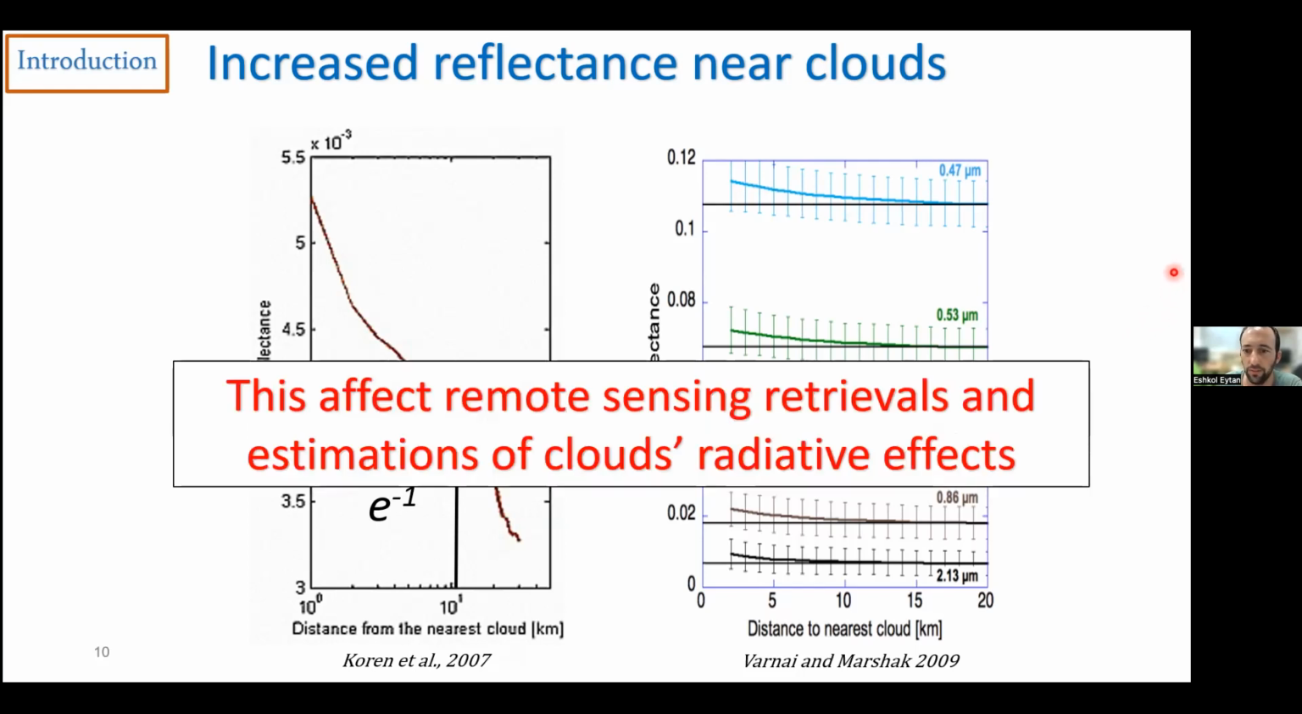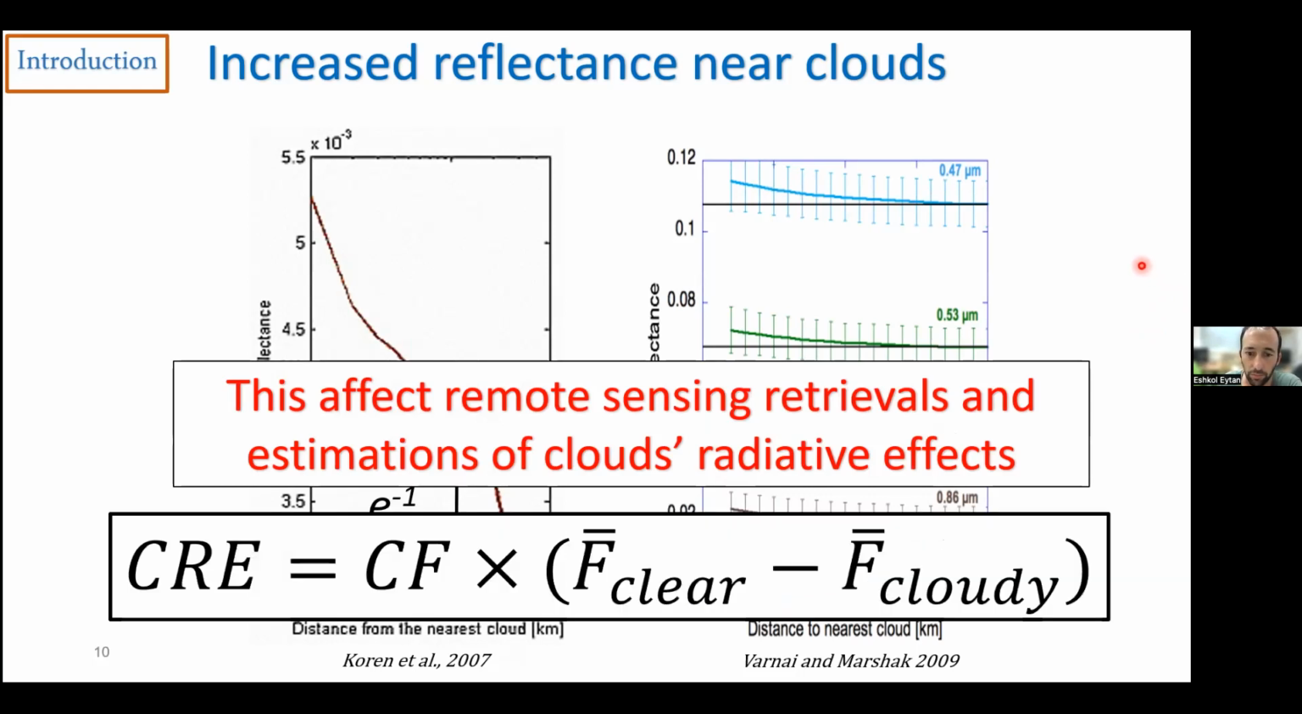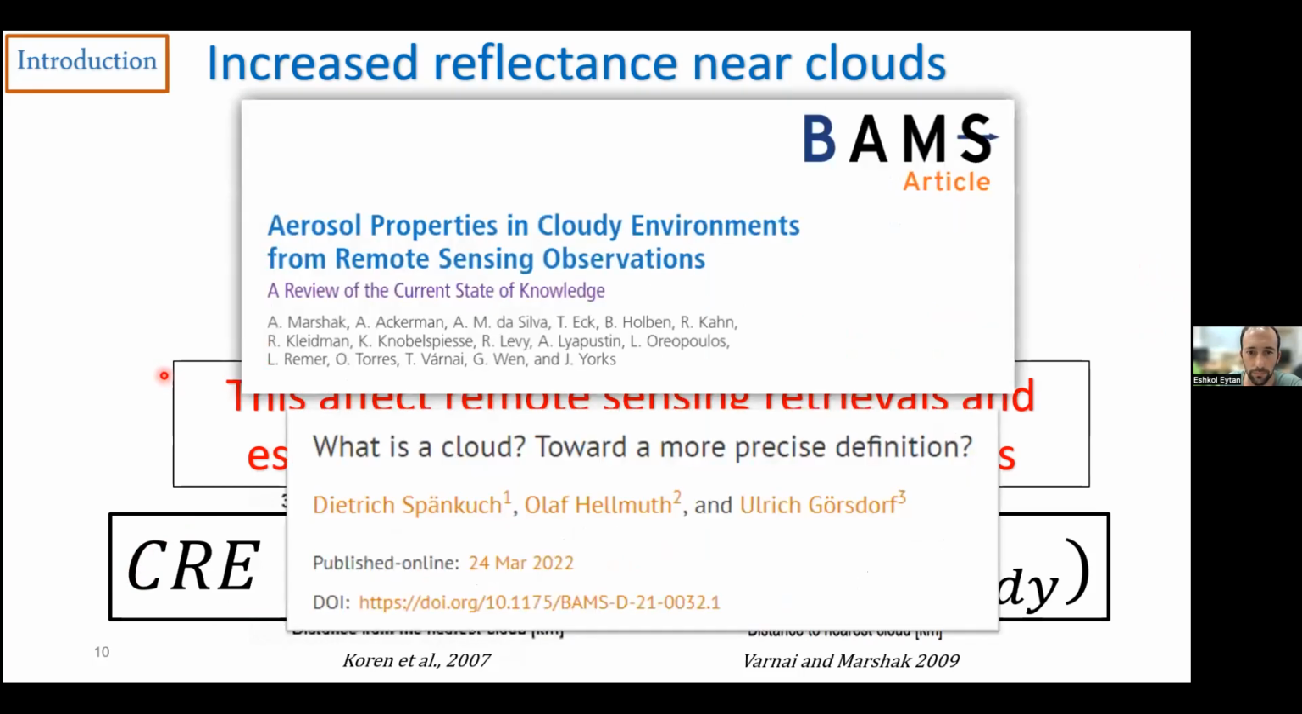So this, of course, affects remote sensing retrievals and the estimations of clouds' radiative effect. More specifically, consider the equation that I've shown you before, which treats clouds and clear sky in a kind of binary definition. So you have to determine what is cloudy and what is not, and then this is how you determine the mean fluxes or the cloud fraction. And if you are interested in this subject, recently two very detailed reviews were published in BAMS in 2020, so you can refer to those papers as well.